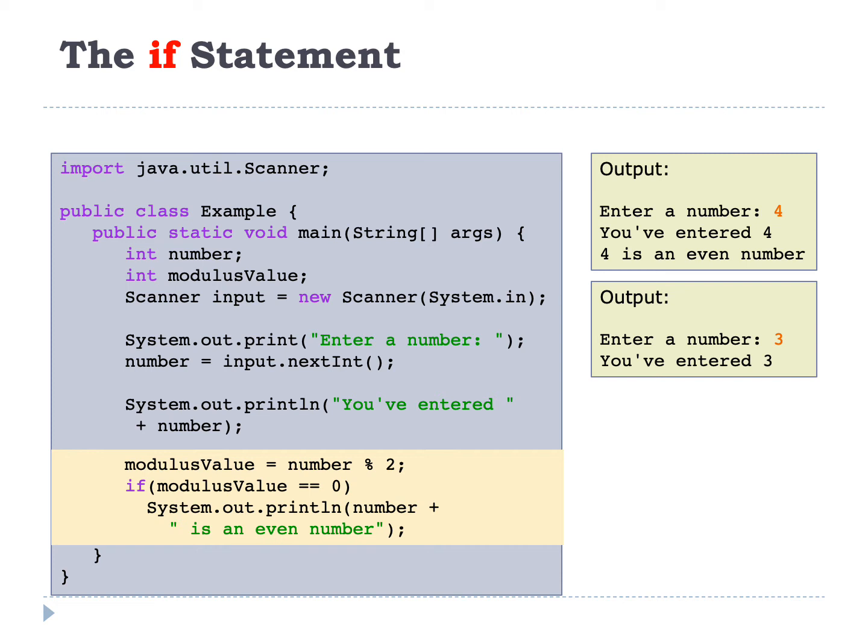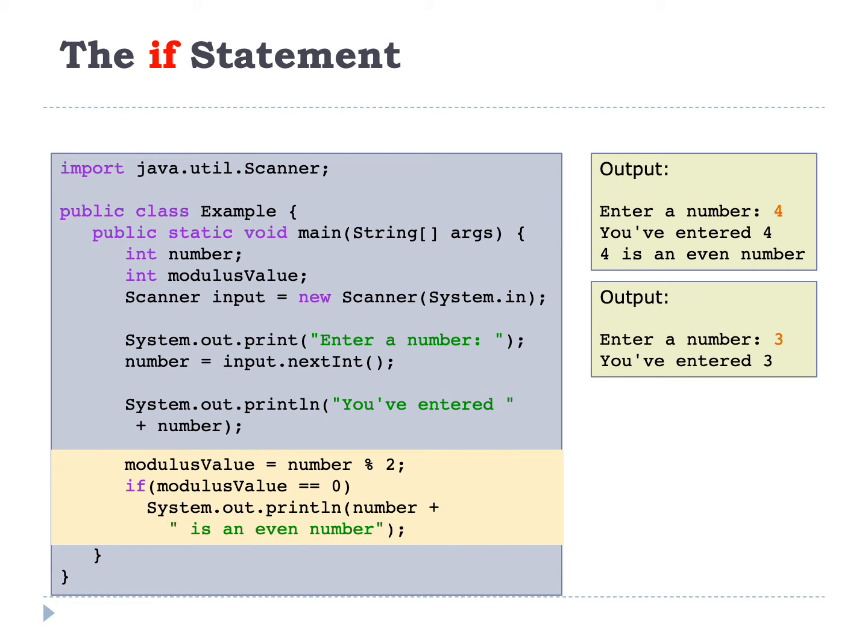If we run this code, it will display enter a number, and if we enter 4, it will check modulus value equal to 4 modulus 2, which will give us 0. And then it will do if modulus value, which is 0, is it equal to 0? If it is, it will print out 4 is an even number.